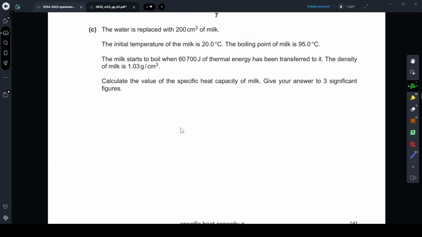All right. The water is replaced with 200 centimeter cube of milk. The initial temperature of the milk is 20 degrees centigrade. The boiling point of milk is 95 degrees centigrade. The milk starts to boil when 60,700 joules of thermal energy has been transferred to it. The density of milk is 1.03 grams per centimeter cube. Calculate the value of the specific heat capacity.